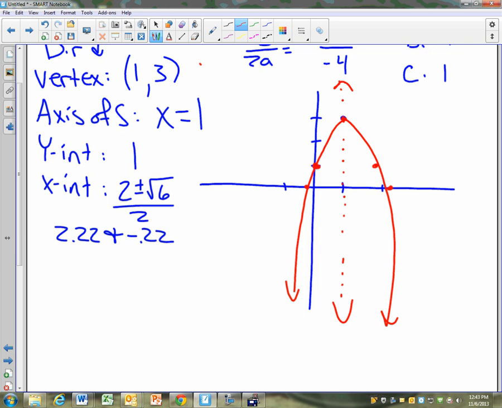And all my points match. I mean, it goes down just like my direction said. I check everything out. It all corresponds together. So it looks like I've done it correctly.